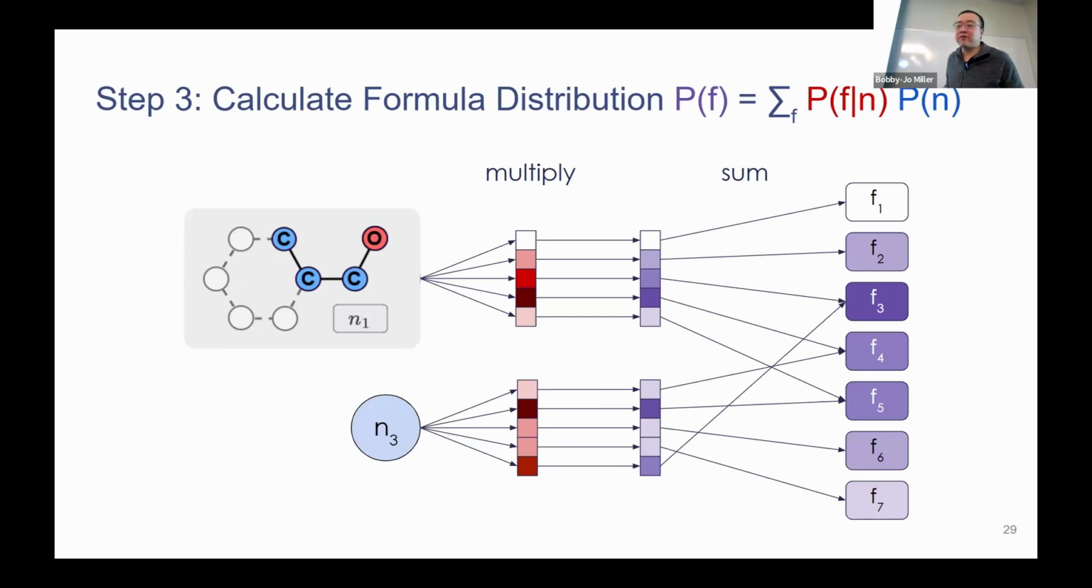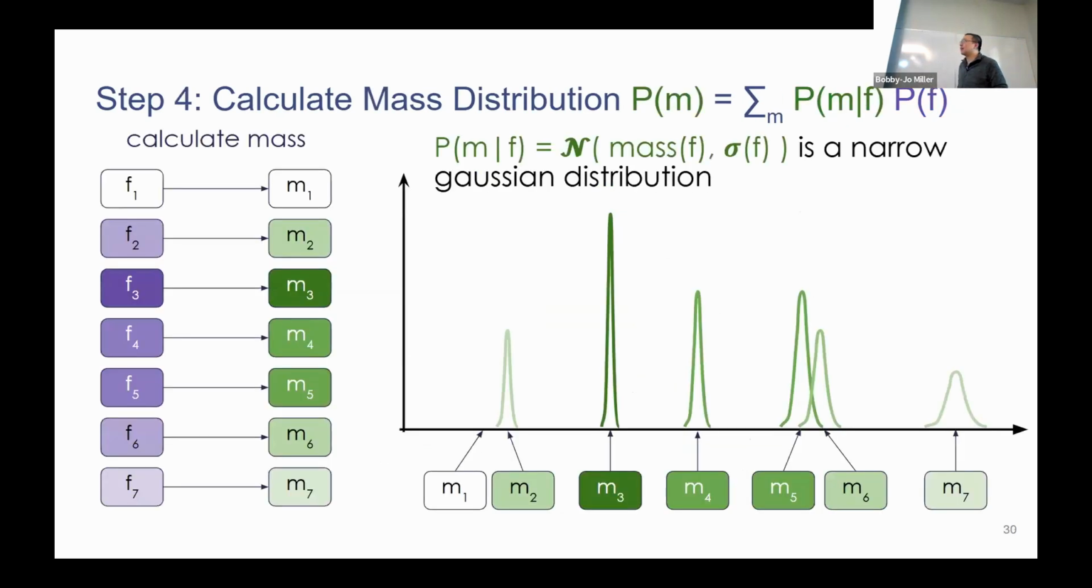Now we define two probability distributions here. The last probability distribution we want to define is what we call the mass distributions. Because as I mentioned, there is this thing called mass errors. There is also the challenge of multiple formulas having a very, very close molecular mass. They want to be distinguishable on the instruments.